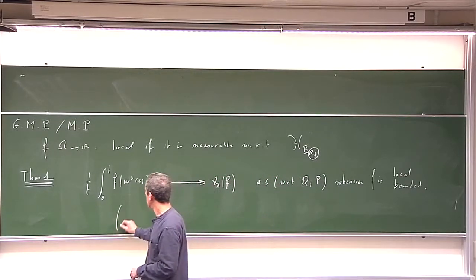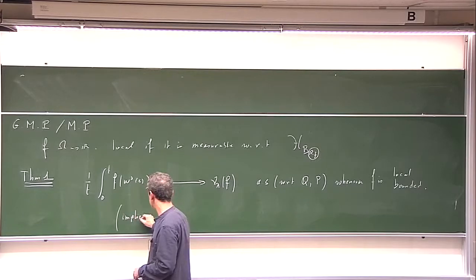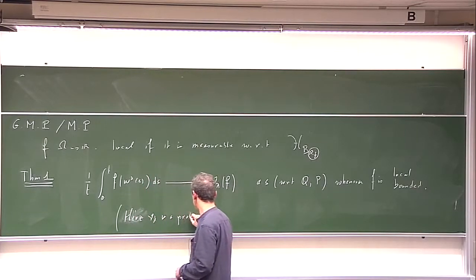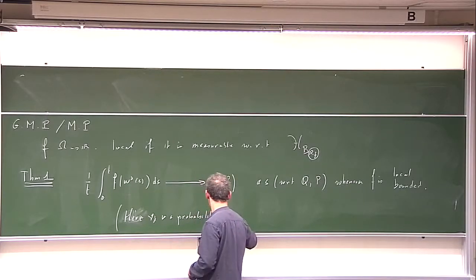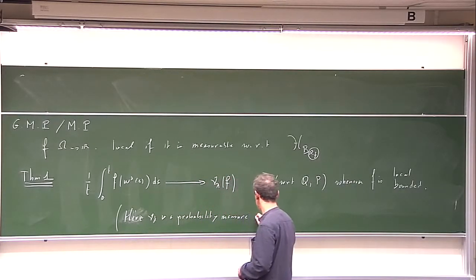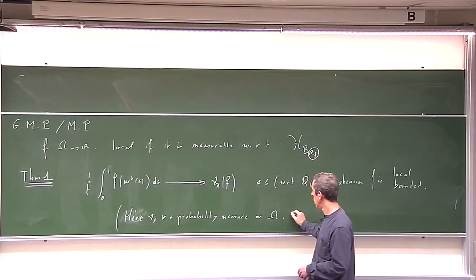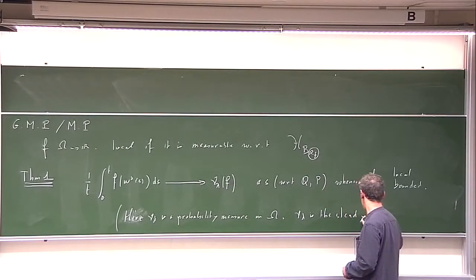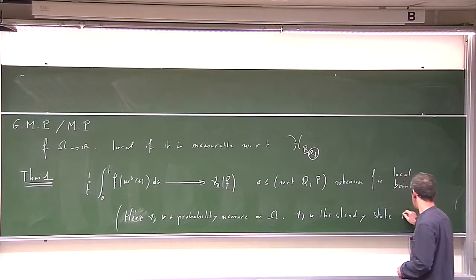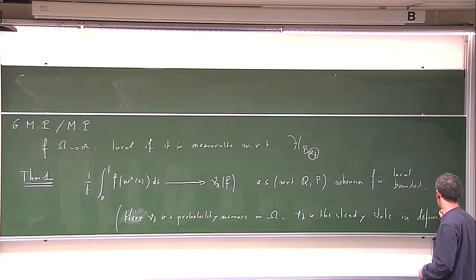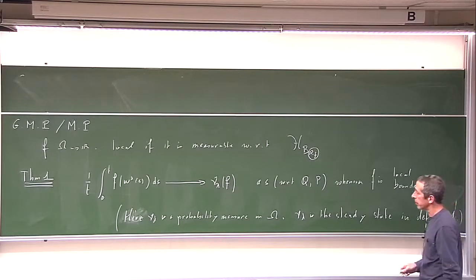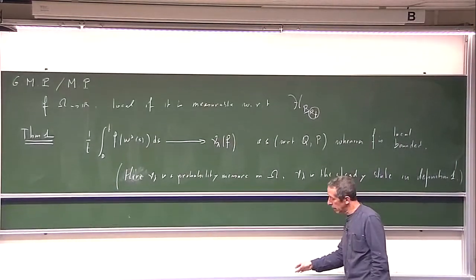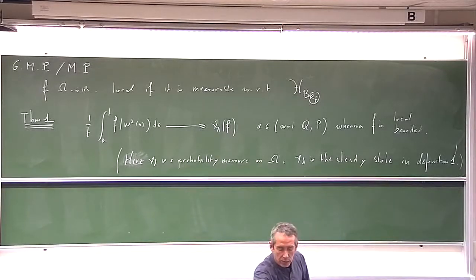So this implies, first here, nu lambda is a Borel probability measure on omega, and then nu lambda is the steady state in the first definition I had, definition 1. Okay. So that's the first statement.